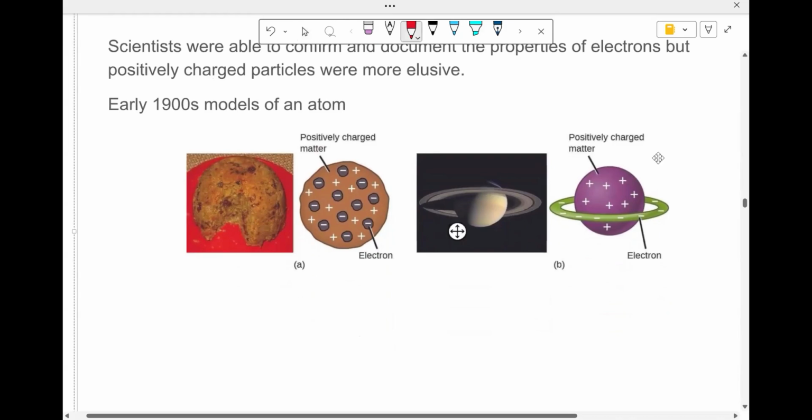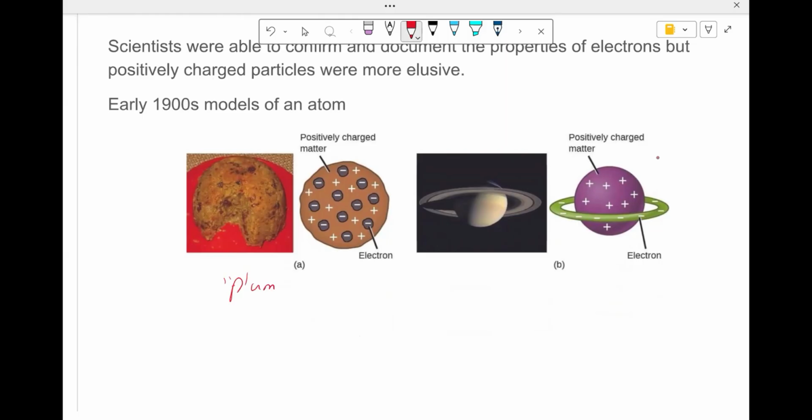So there were a couple early models of an atom. One of the first was called the plum pudding model, or plum, not pudding, but plum bread pastry model, which basically was like, think of these electrons as little pieces of plum or like chocolate chips in a chocolate chip cookie. And they were kind of embedded in this positively charged dough, so to speak. Another model is that the negative things, the electrons, are kind of orbiting a planet of positively charged matter, much like the rings around Saturn.